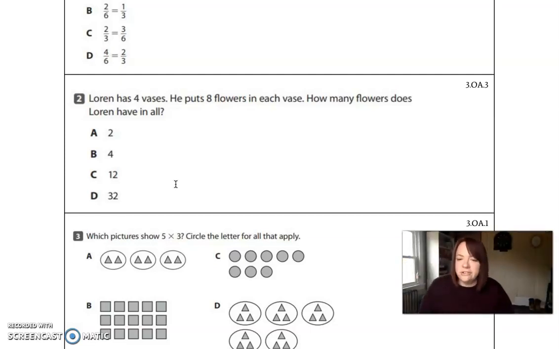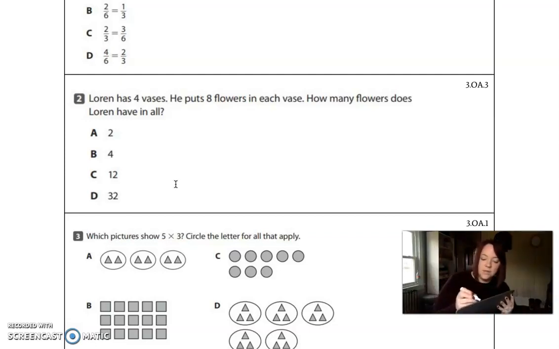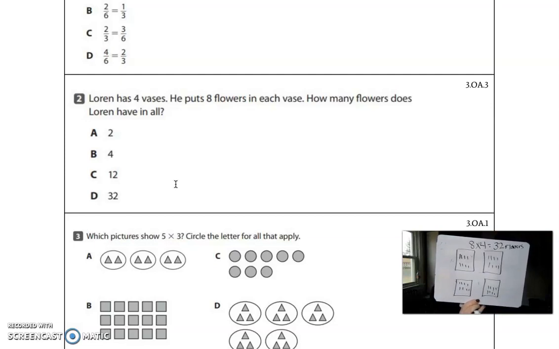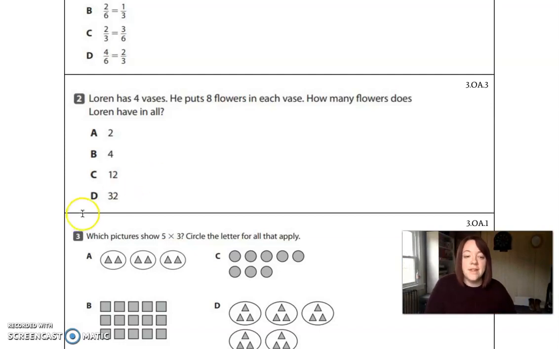How many flowers does he have in all? What do I do when they use the word each and they ask what does he have in all? Well, if you are multiplying, you are correct. So our equation would be 8 times 4, or 4 times 8. So we have 8 flowers, 4 vases, and it equals 32 flowers. Just like that. Just some review. So the answer would be letter D.